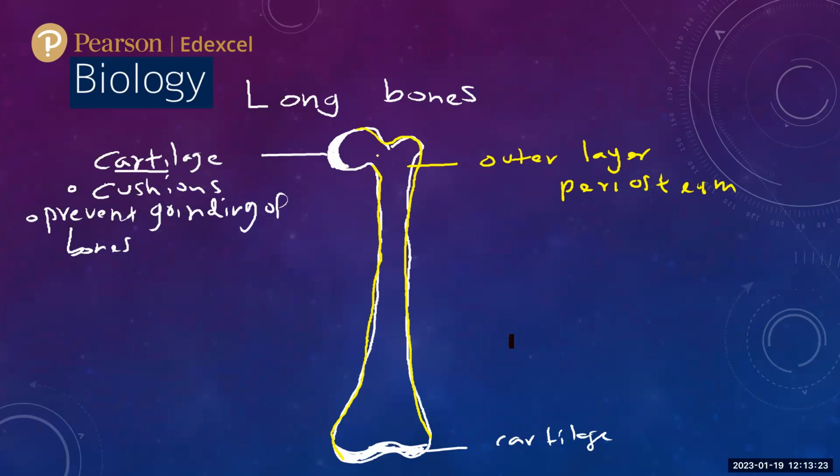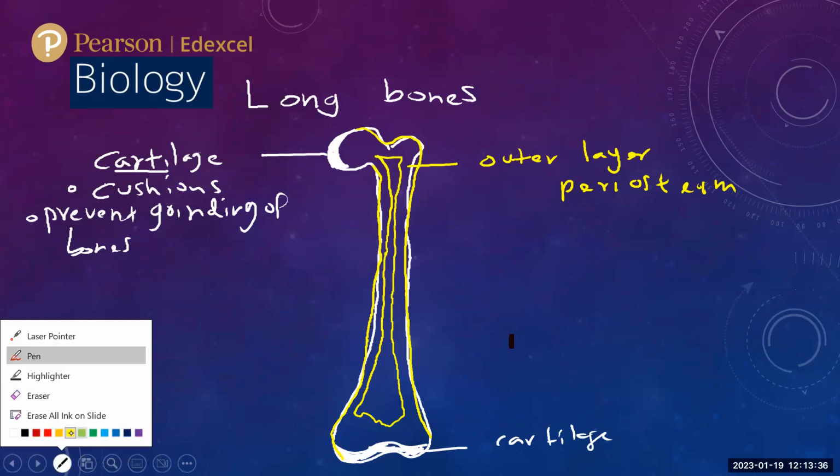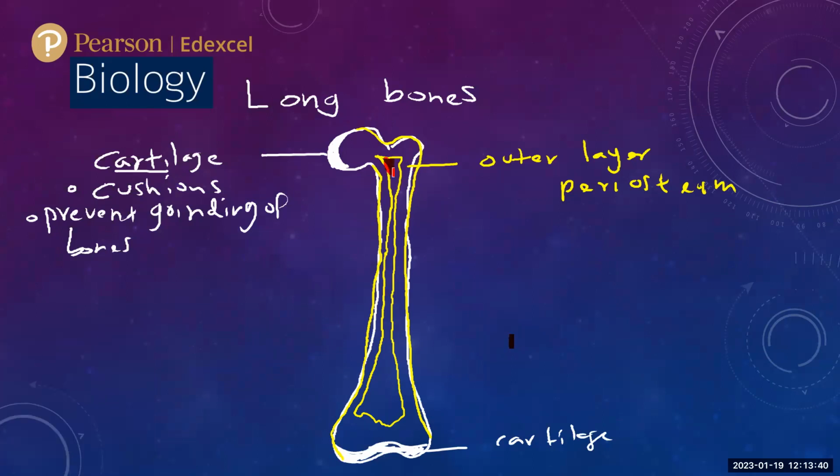Inside the bone, we can also find a space in the middle. This middle space is not empty. In most long bones it is filled with fat and cells, and we call it bone marrow.